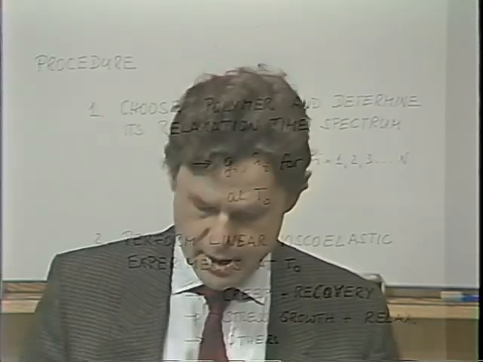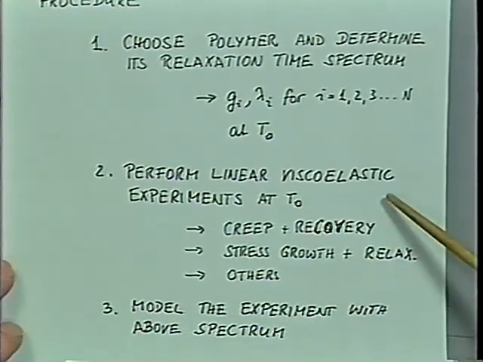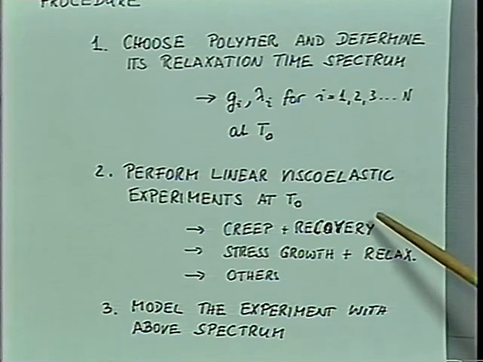So the first subject I want to talk about is the testing of the relaxation time spectrum in some transient experiments. And that goes something like this. You choose a polymer, you get a polymeric sample, and you measure the relaxation time spectrum G_i, lambda_i over some finite number of modes. And that will be the linear viscoelastic characterization. The second step then is the performing of a transient experiment.